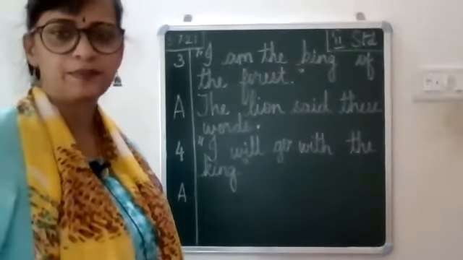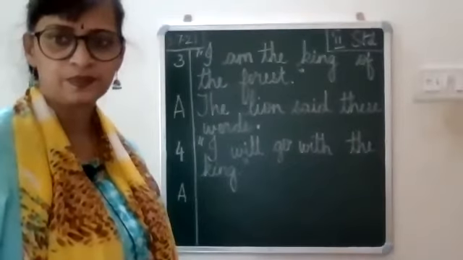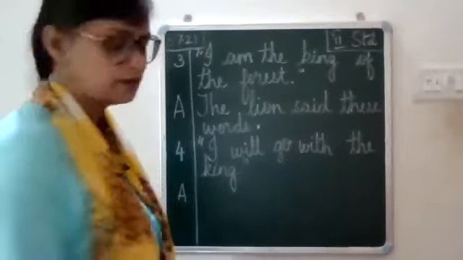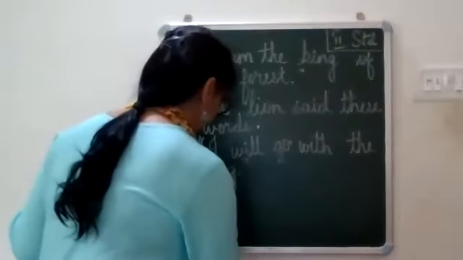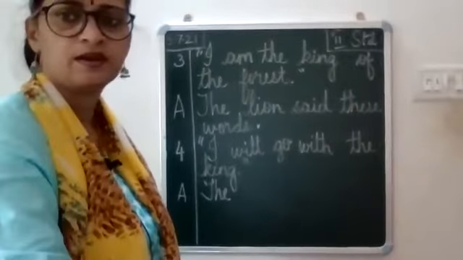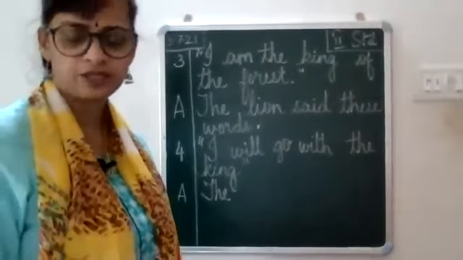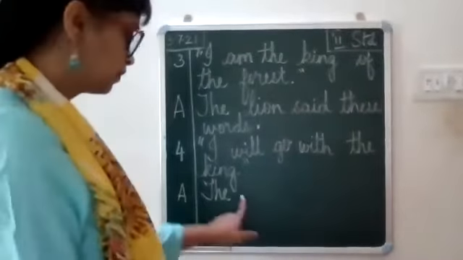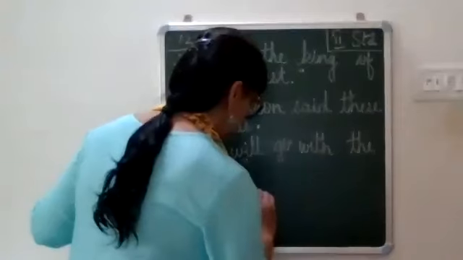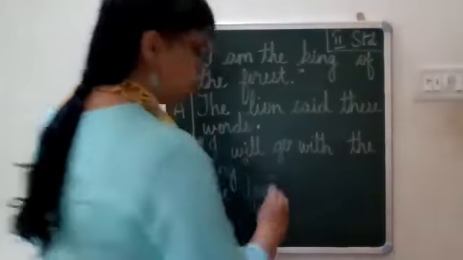Fox. Leave a line, write capital A for answer. Write down capital T-H-E, the. Leave a finger space. Write down F-O-X, fox.